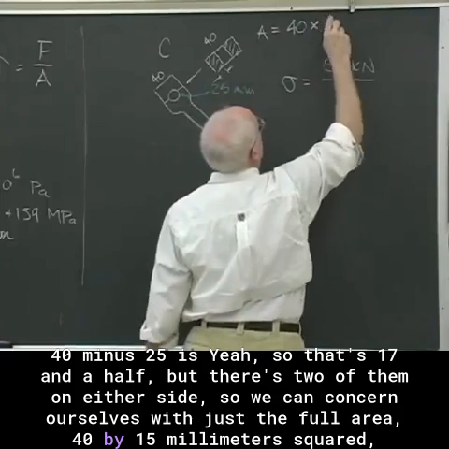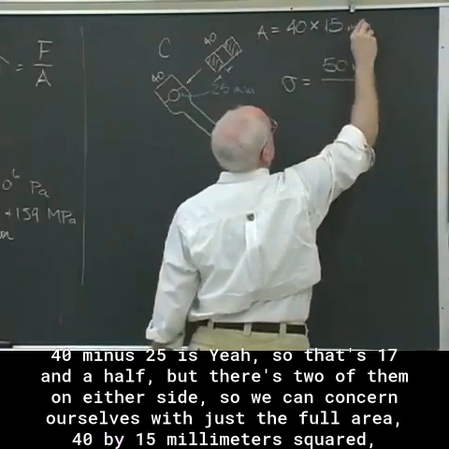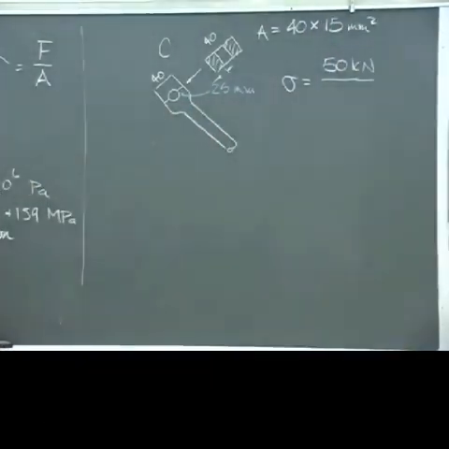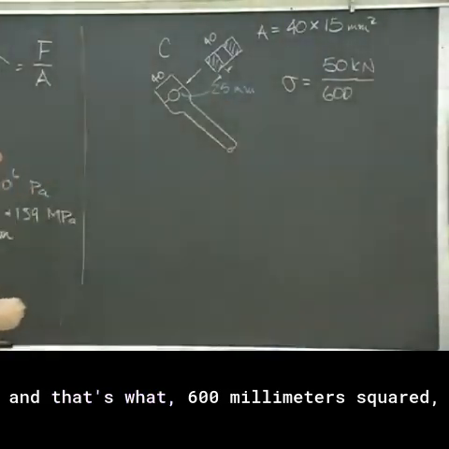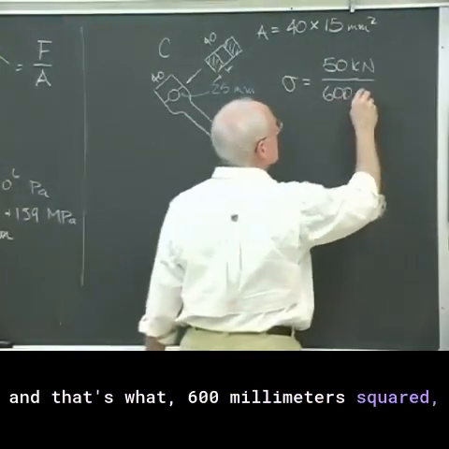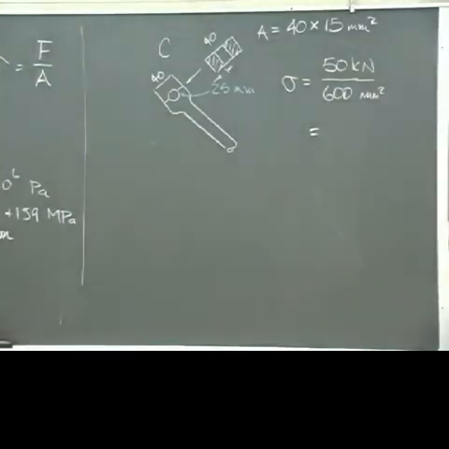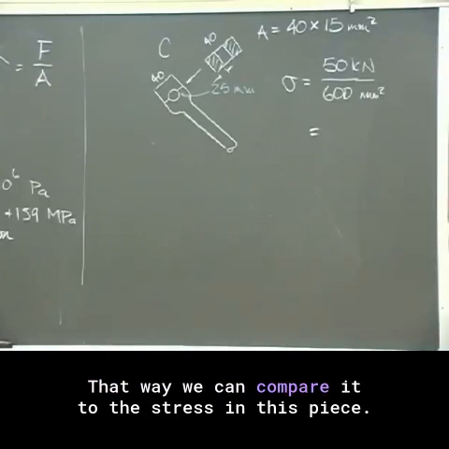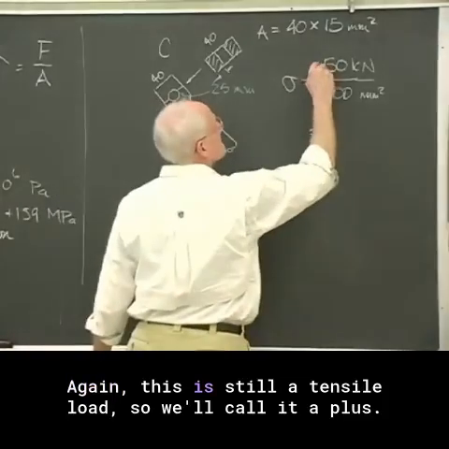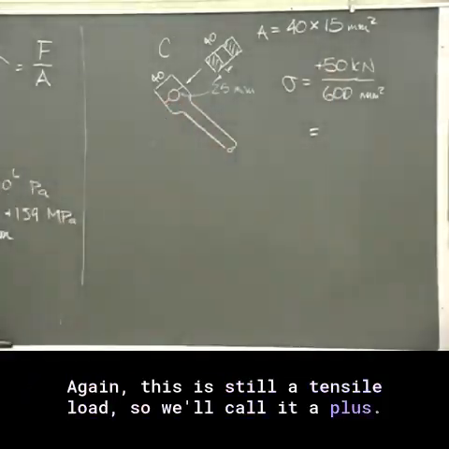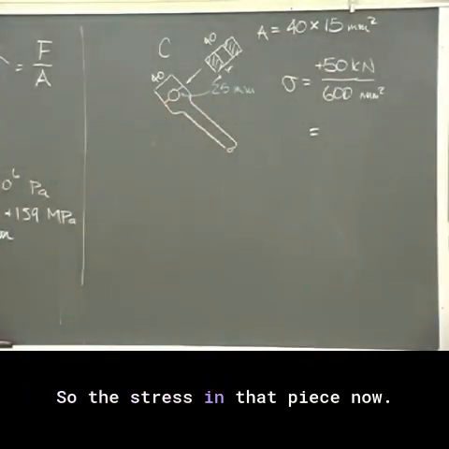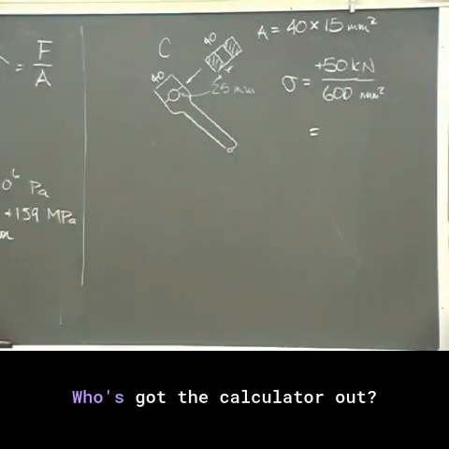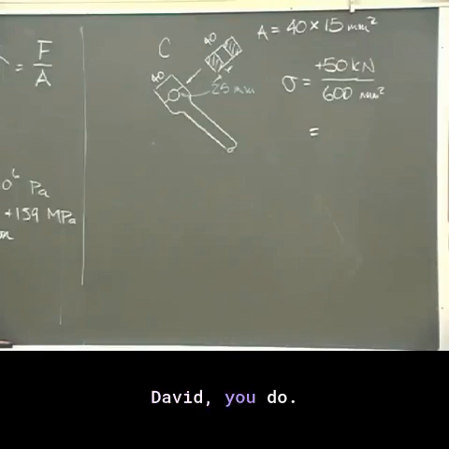40 by 15 millimeters squared, and that's what? 600 millimeters squared. Is that right? So what's the stress in that piece? That way we can compare it to the stress in this piece. Again, this is still a tensile load, so we'll call it a plus. So the stress in that piece now, who's got the calculator out? Anybody? David, you do. Did I do it right?